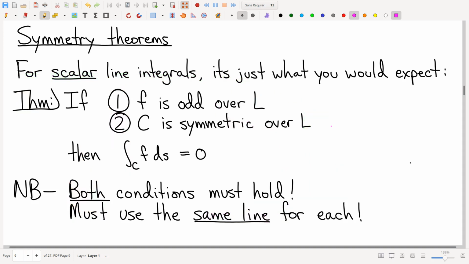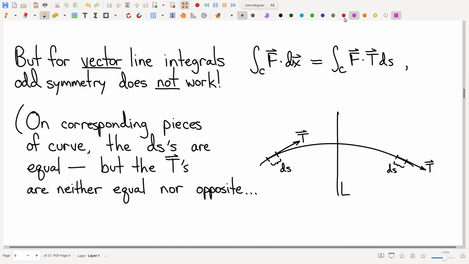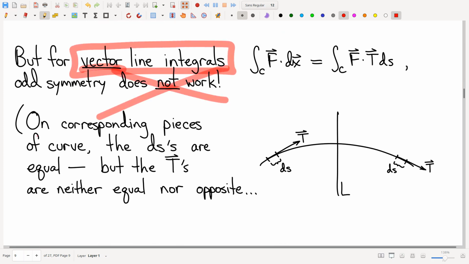There is one difference. It's a warning. It's yet another little additional landmine that you have to worry about not stepping on, and that is, keyword here, scalar. This only works for scalar line integrals. It absolutely does not work for vector line integrals. So for vector line integrals, you cannot have an odd symmetry theorem.